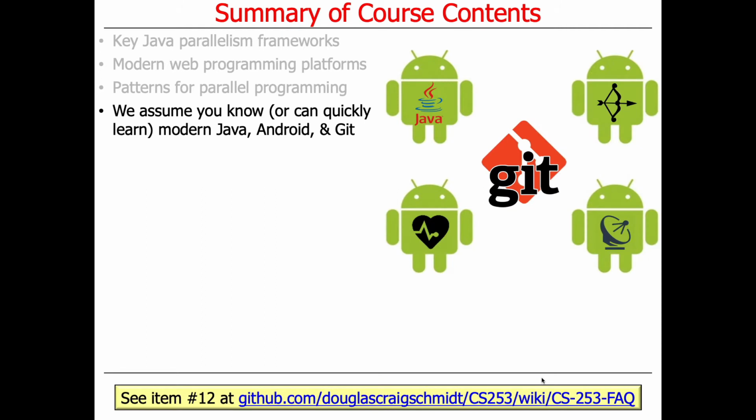I assume that you know or can quickly learn enough of what you'll need in order to be able to do modern Java, and we'll talk more about that in a second. Android, you actually don't have to know a lot of Android. You have to know how to use Android Studio to do your compiling and running your tests. And Git, which is the source code repository we'll use, which is very popular.